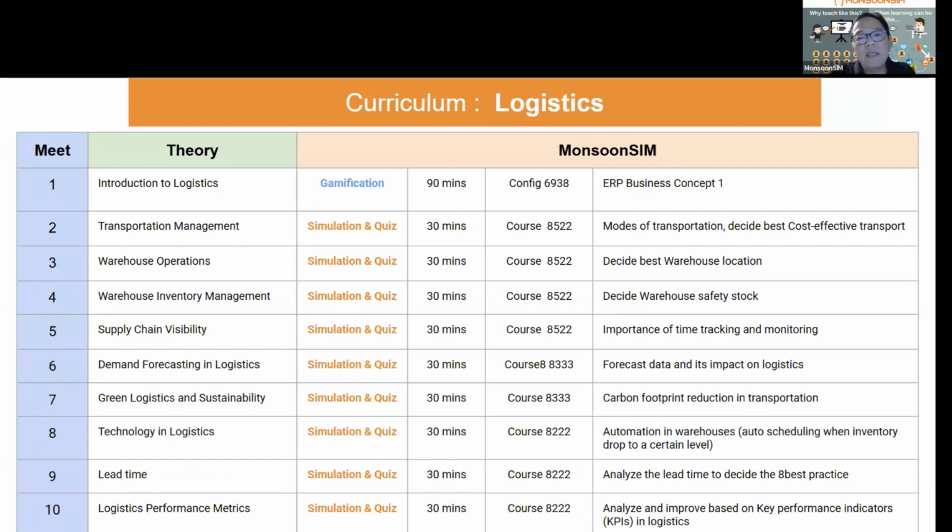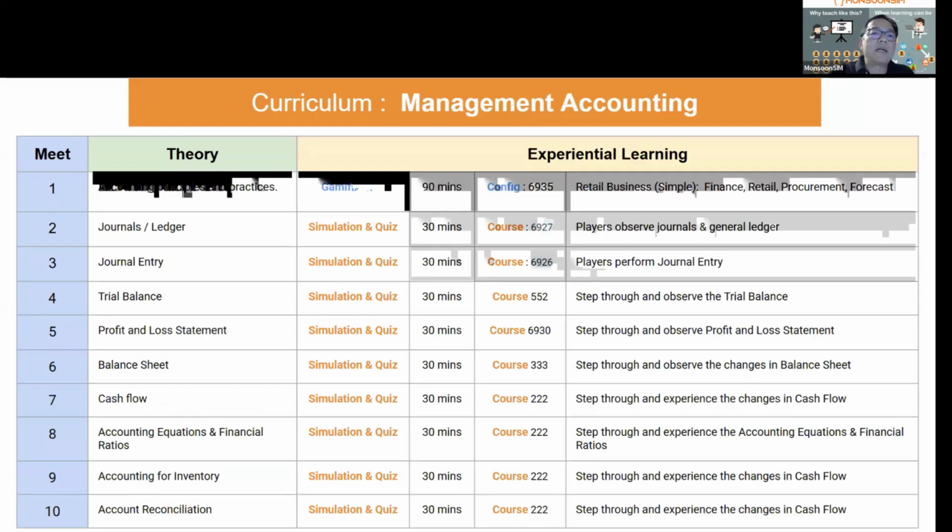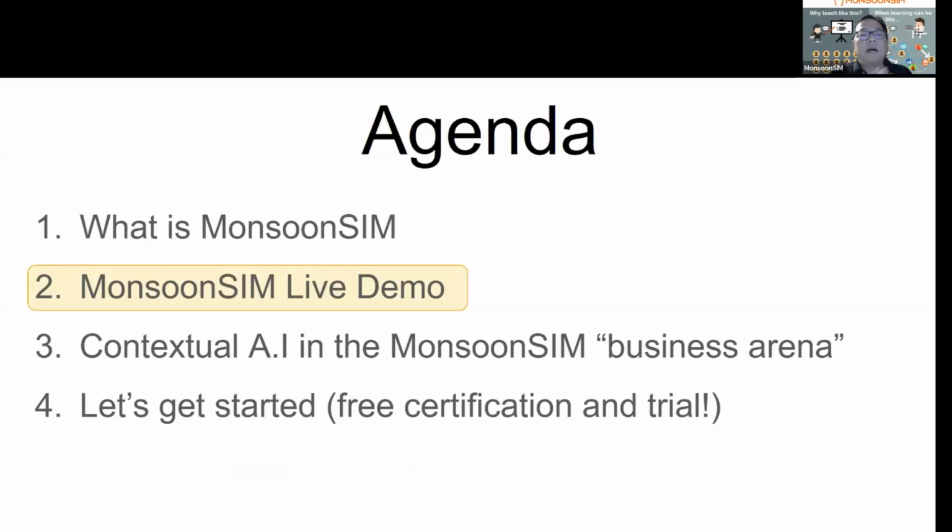Now, if you have any course that you're not sure how you can integrate with MonsoonSIM, send it to me. Send it to us. We do that all the time. We help a lot of universities integrate MonsoonSIM into their curriculum. So feel free, share it with us. We'll come back to you in a few days, and we'll tell you, okay, this is a good place where you can do simulation. So you end up with a blended learning approach to your course. Okay. All right. So management accounting and so on. We'll see all that.